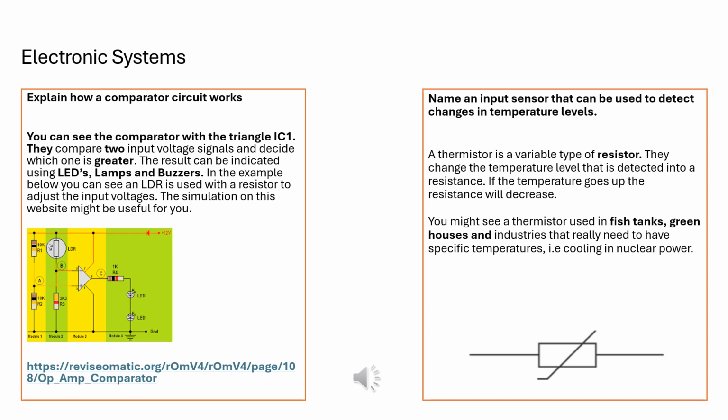Think about it as we, in a previous question, talked about how light sensors work. It's a similar concept. But you might see a thermistor used in fish tanks or greenhouses, and really industries that have to have specific temperatures, such as cooling in a nuclear power plant. So they're there to ensure that the temperature is kept at a consistent rate.